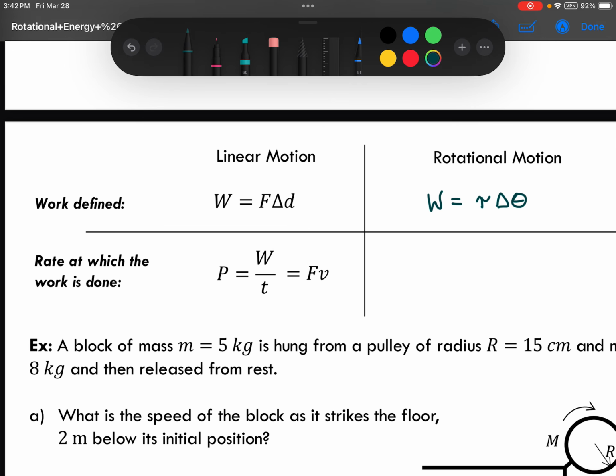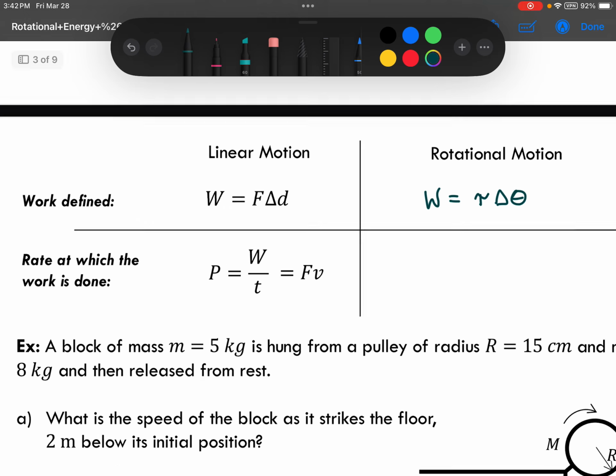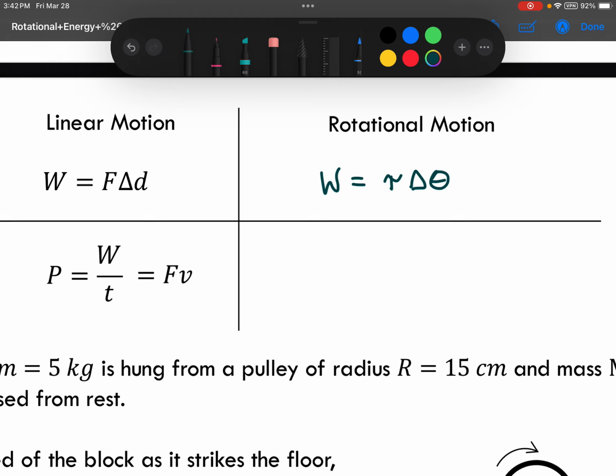And lastly, the definition of power, the rate at which work is done. For linear motion, power is work over time, which for the special case of a constant velocity, we could say that's equal to the force times that constant velocity. And we're going to have a similar expression here for power. Again, it's work over time. But then, if we're dealing with a constant rotational velocity, then we can write that as torque times that angular velocity.